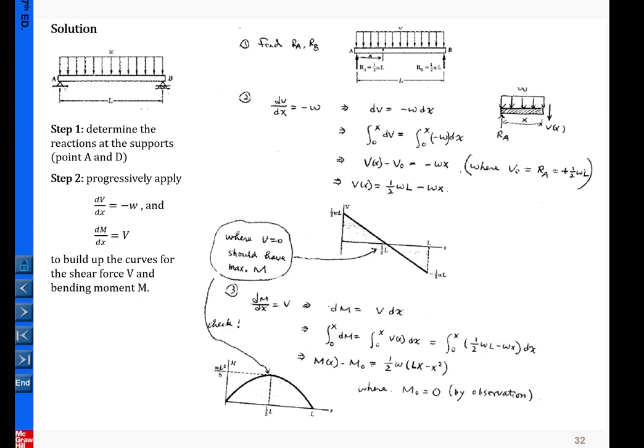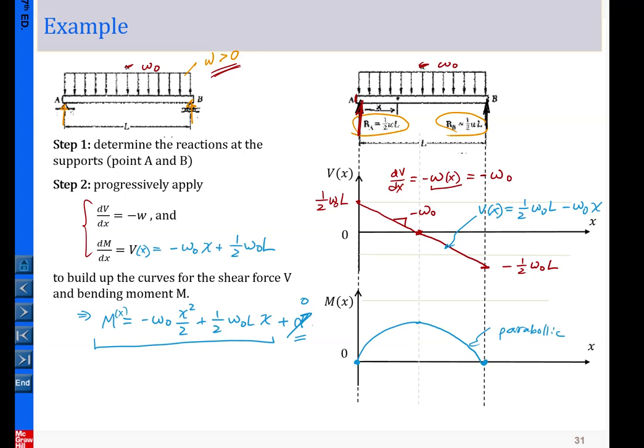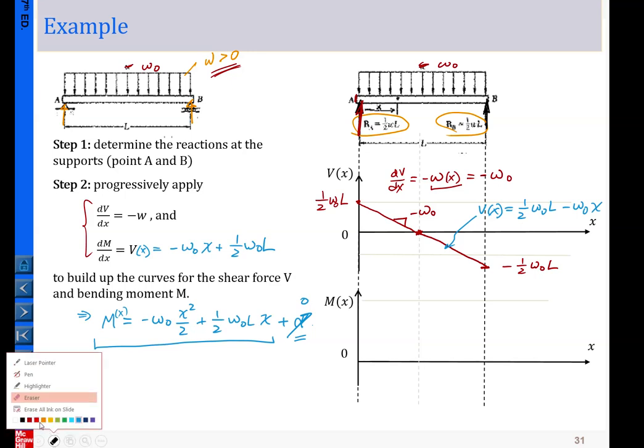Okay, and you can look at this one. Here, taking this opportunity, I want to introduce you to another way to directly draw the bending diagram. Let me use a different color here for demonstration, using green. Again, from here we're expecting the bending to start at 0 and end up at the 0 value here.